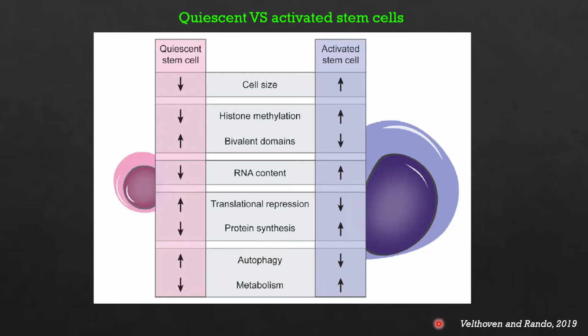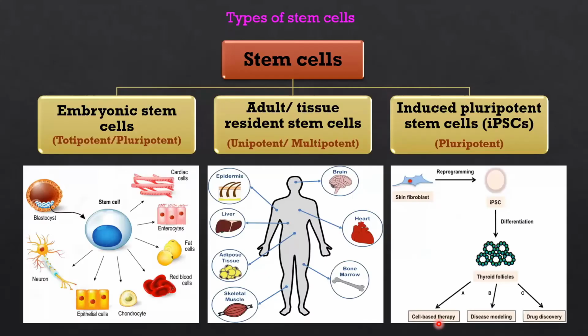Whenever a stem cell receives a signal from the microenvironment to divide, the cell size becomes bigger because the cellular machinery is becoming active to divide. So it's just the opposite of what a quiescent stem cell looks like. These are certain cellular or physiological characteristics we look for in a dormant stem cell and an activated stem cell. And moving on to the types of stem cells, there are mainly 3 types.